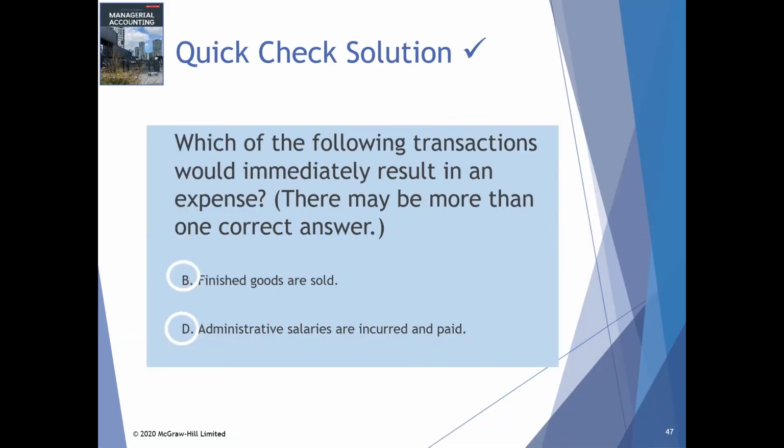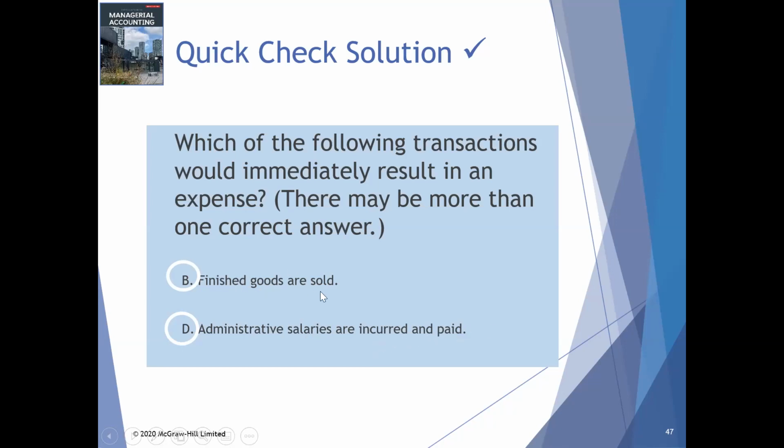Finished goods are sold and administrative salary are incurred and paid. So these transactions are considered as expenses, because once the finished goods are sold, there may be some expenditure for selling of the products. So finished goods are sold, right? Then administrative salary are incurred and paid.